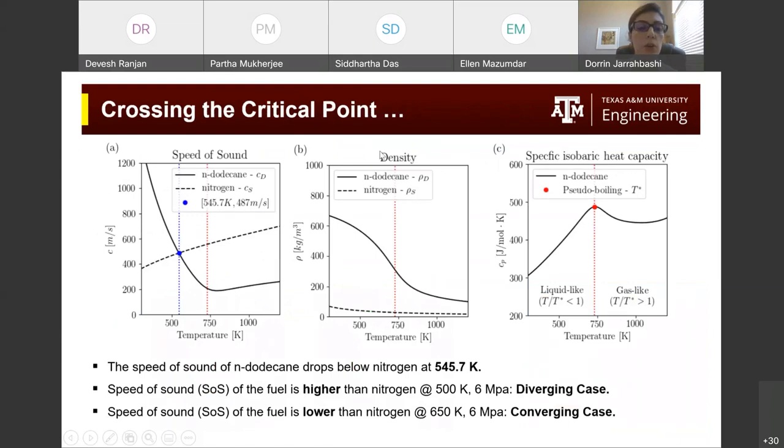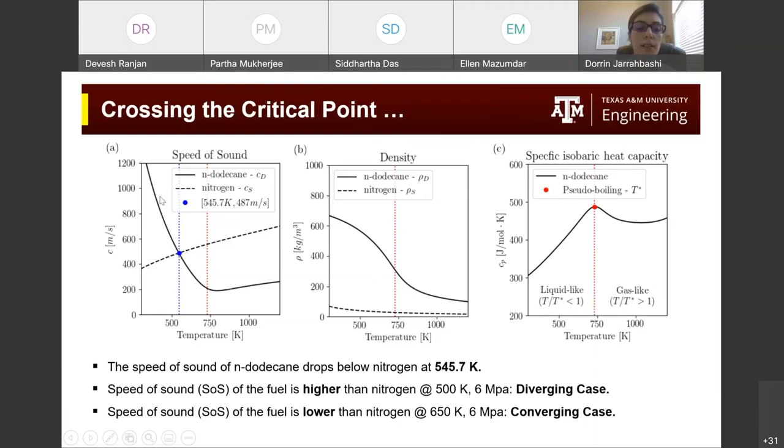Now, let me take you to the properties near the critical point, and I'm going to focus on the conditions of the n-dodecane jet that I showed earlier in that video clip. So we're considering the changes in the behavior of n-dodecane and nitrogen. The most important thing is that by increasing the temperature and crossing the pseudo-boiling line, we will be transitioning from a liquid-like to a gas-like behavior, which happens at the pseudo-boiling temperature at which the isobaric specific heat reaches a maximum. And that is translated to a very sharp drop in the density of the n-dodecane.